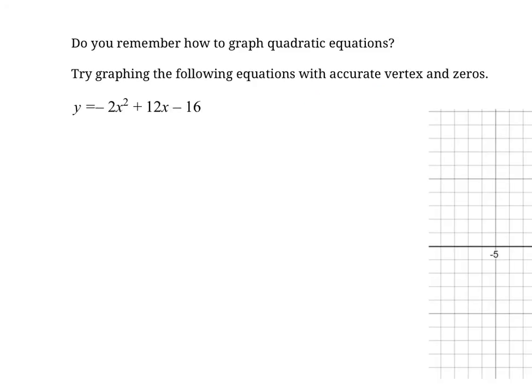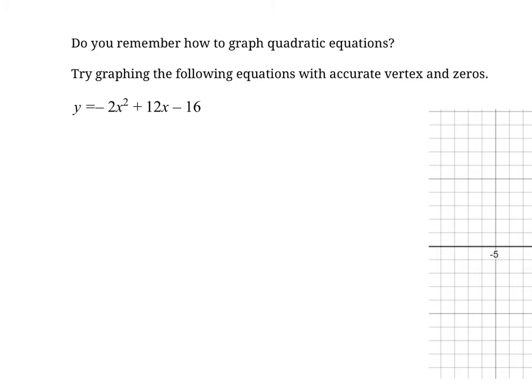So let's see if we can remember how to graph a quadratic equation. We have an equation here, y equals negative 2x squared plus 12x minus 16. We're asked to graph this equation with an accurate vertex and zeros. So this is an equation that's given to us in standard form. But in order to graph accurately with features such as a vertex or zeros, we're going to need to take this equation in standard form and turn it into factored form.